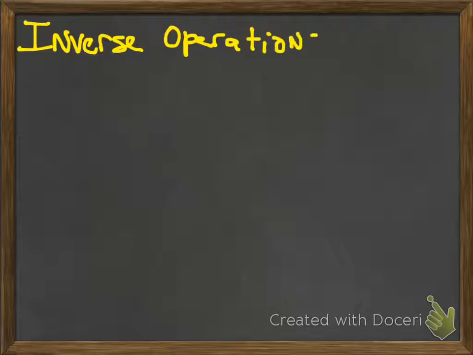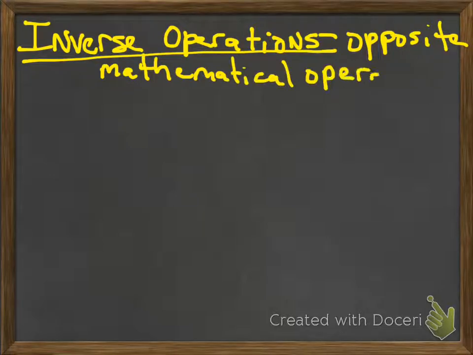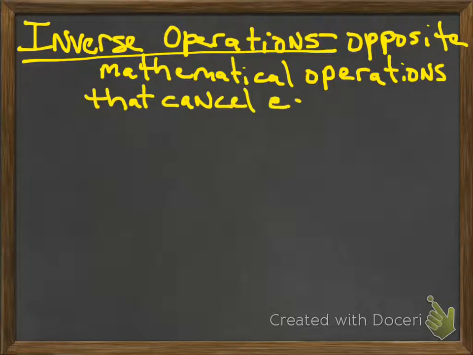First thing we're going to talk about is inverse operations. I'm going to use that term a lot. An inverse operation, think of it as an opposite mathematical operation, such as addition is the opposite of subtraction. Multiplication is the opposite of division. These inverse operations can cancel each other out. So if I have times 3 and I put a divide by 3, they cancel each other out, leaving me whatever is right next to them. So inverse operations cancel each other out. That's very key to helping you solve equations.